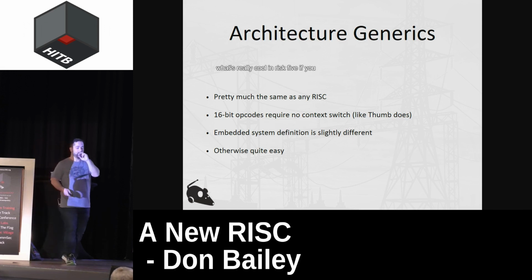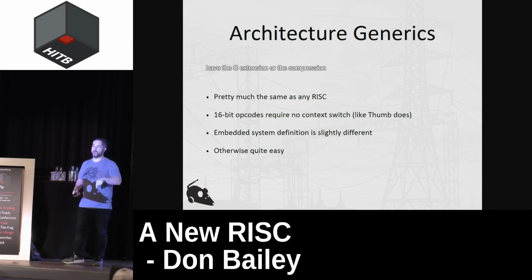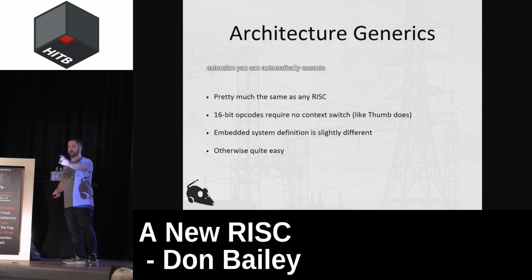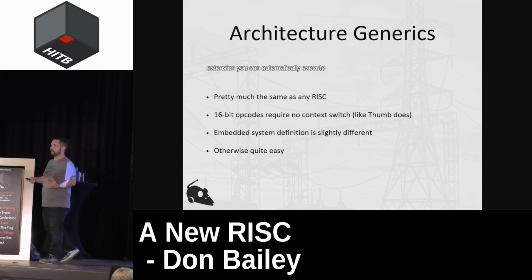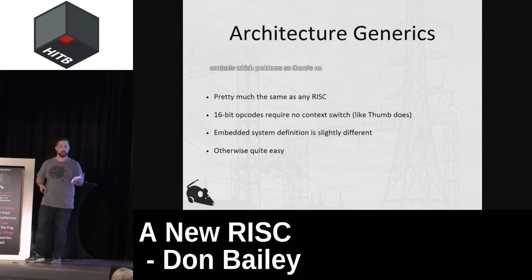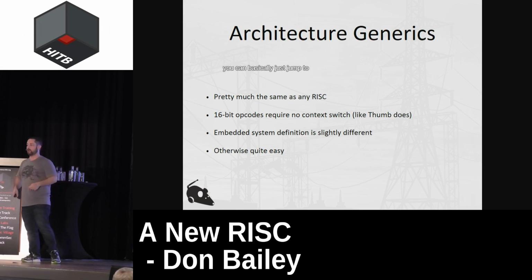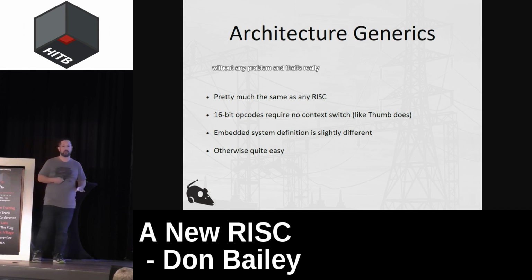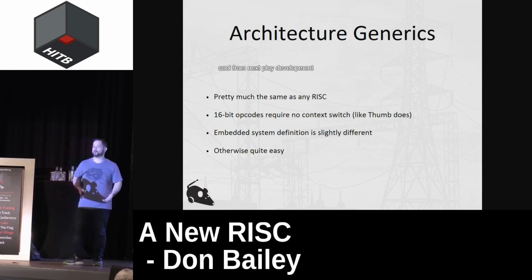But what's really cool in RISC-V, if you have the C extension or the compression extension, you can automatically execute 16-bit code without having those context switch problems. So there's no bit that you have to set. There's no unaligned instruction that you have to hit. You can basically just jump to compressed code and execute it directly without any problem. And that's really cool from an exploit development perspective for two reasons.